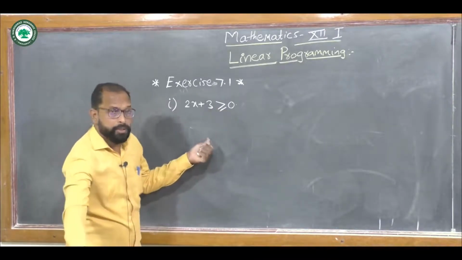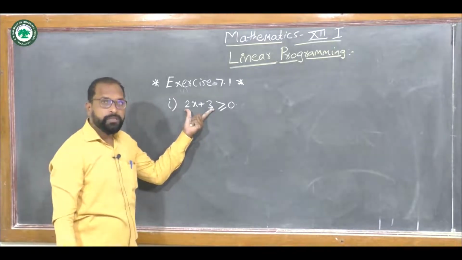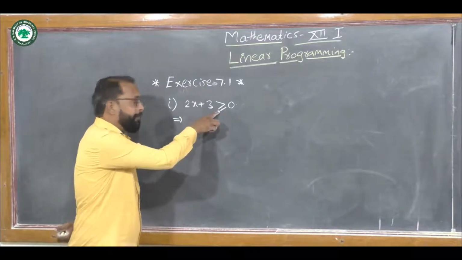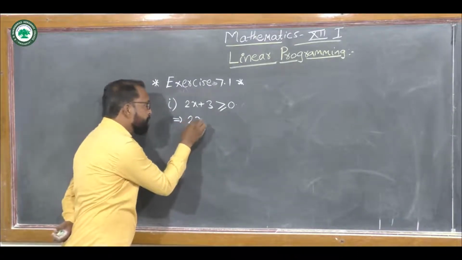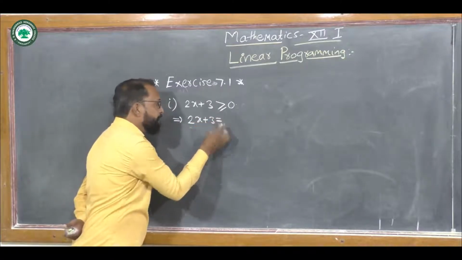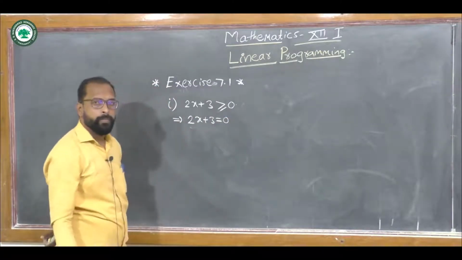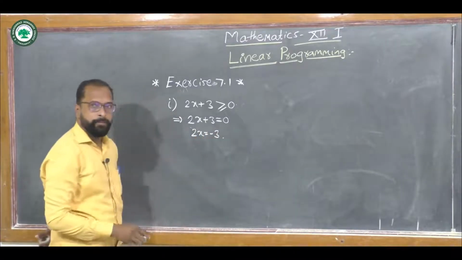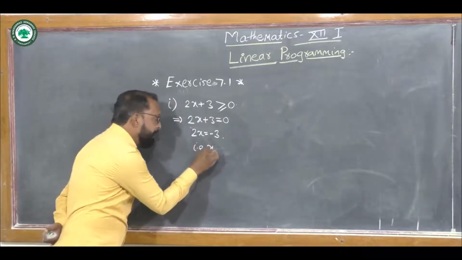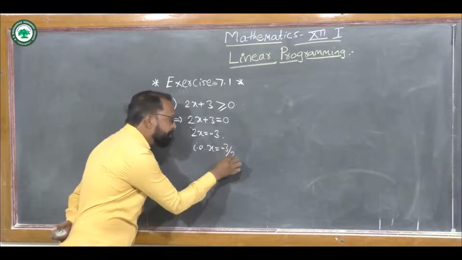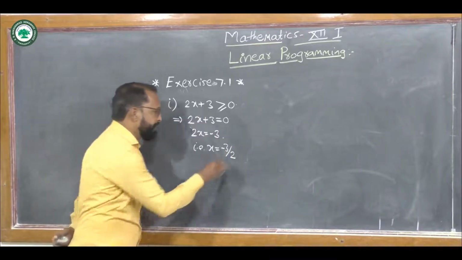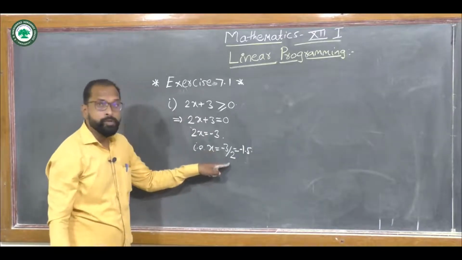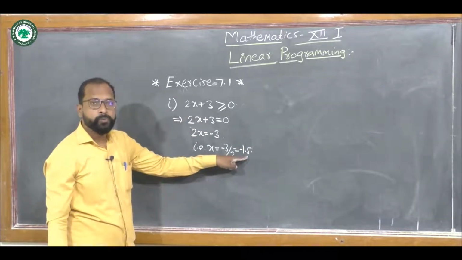Now to draw the graph for this one, first consider the equation. Convert this inequality into equality. So this line becomes 2x plus 3 equals 0. From this we can write 2x equals minus 3, that is x equals minus 3 by 2, or we can write it as minus 1.5. Minus 3 by 2 is nothing but minus 1.5.